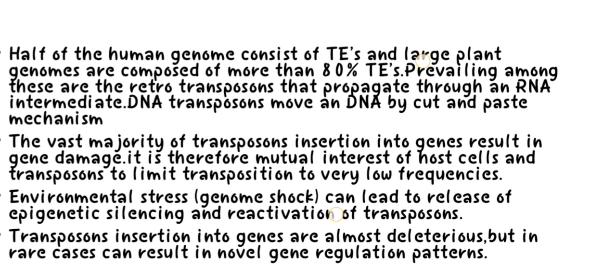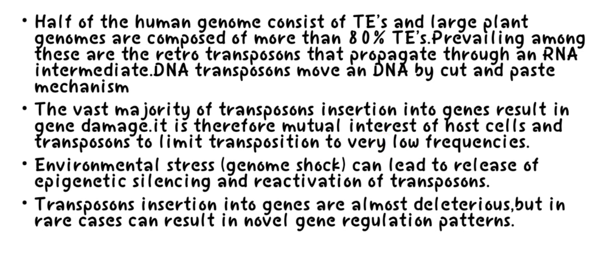Half of the human genome consists of transposable elements, and large plant genomes are composed of more than 80% transposable elements. Prevailing among these are the retrotransposons that propagate through an RNA intermediate. DNA transposons move on DNA by a cut and paste mechanism. The vast majority of transposon insertions into genes result in gene damage. It is therefore in the mutual interest of host cells and transposons to limit transposition to very low frequencies. Environmental stress like genome shock can lead to release of epigenetic silencing and reactivation of transposons.